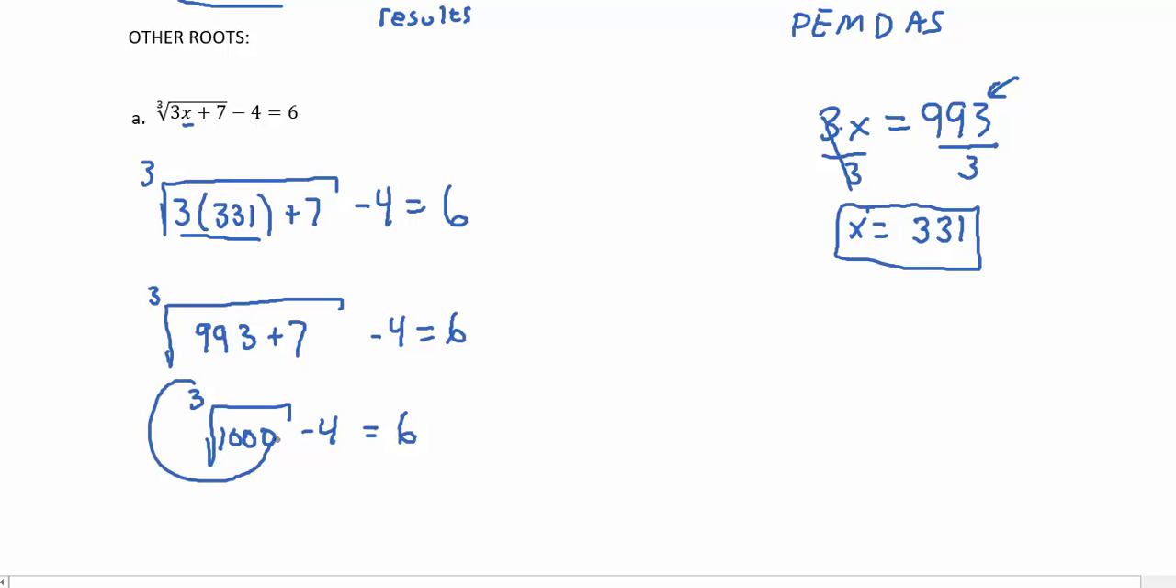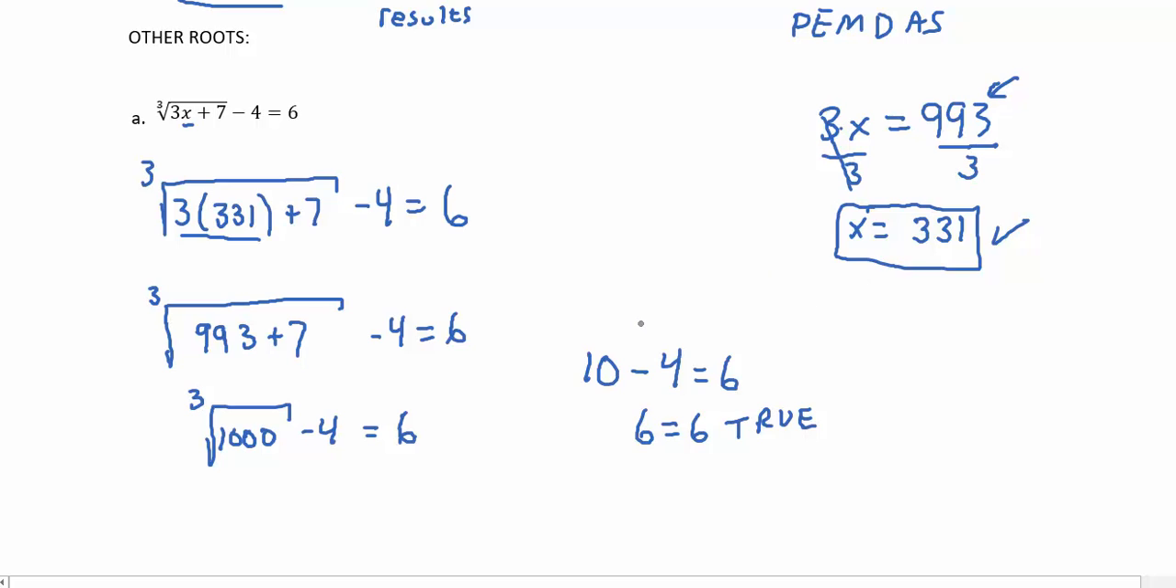So this simplifies down to be 10, leaving me with the statement that 10 subtract 4 is 6, which is clearly a true statement because 10 minus 4 is indeed 6. Since my result yields a true statement when I substitute it into the original equation, I'm going to call that result a solution. So x equals 331 does check as a valid solution.